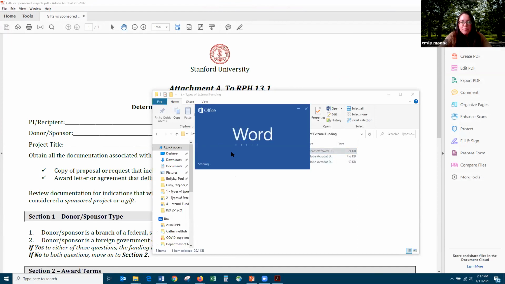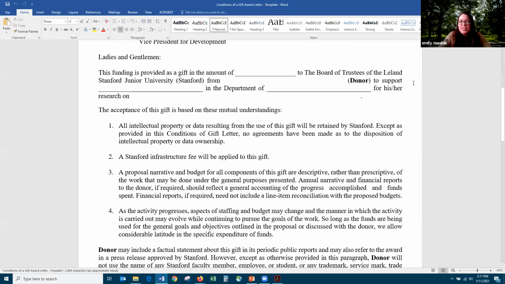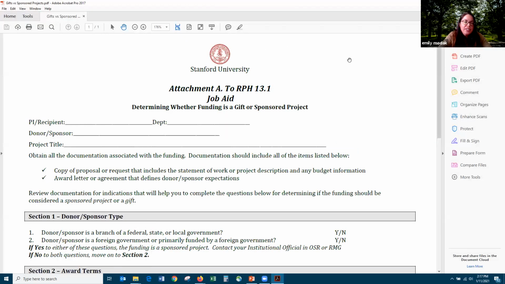And then I've also got a template saved in here of conditions of a gift letter. Again, this is just to help you out. If you find that you're working on a gift and you need to figure out how to get it set up properly, you've got some resources in here.